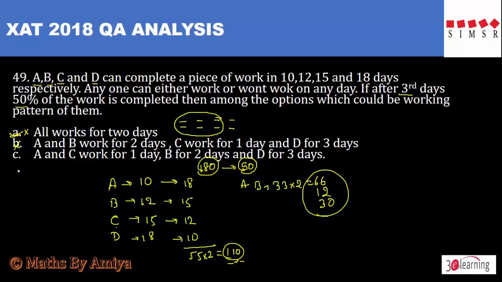I don't remember whether it was option D or E, but one option was: A and C work for 1 day. A and C, if they work for 1 day, do 30 work. B works for 2 days, again 30, and C works for 3 days, again 30. So they would complete 50% of the work by the end of the 3 days. But here the question says after 3 days. But this is the only option which satisfies this condition. So if the question said at the end of 3 days, then I'd go with option C. Option C is the best option available among all 5 options. I don't remember the remaining 2.